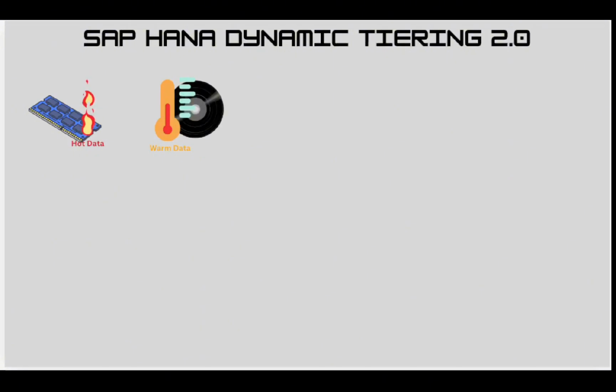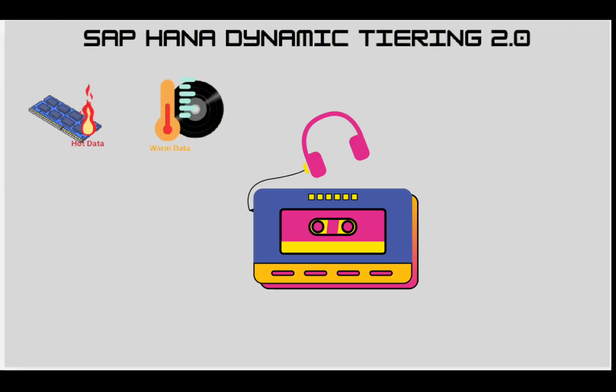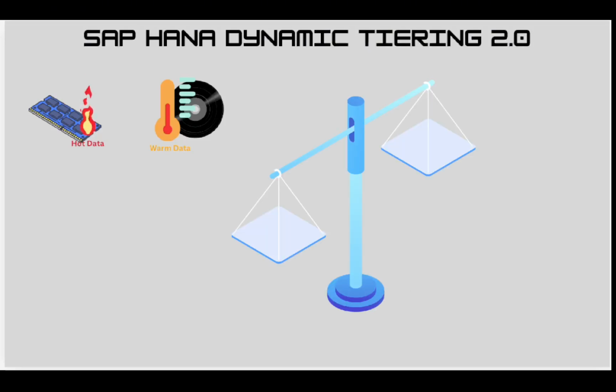Now, warm data. This is the stuff you don't need every second, but you still want fast access when you do. It's like an old playlist you haven't listened to in a while but might revisit soon. It can sit on a disk, which is slower than in memory but still needs to be quick enough. So it's all about finding that balance.